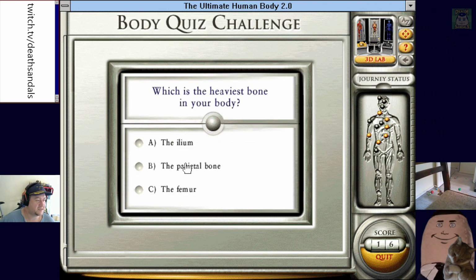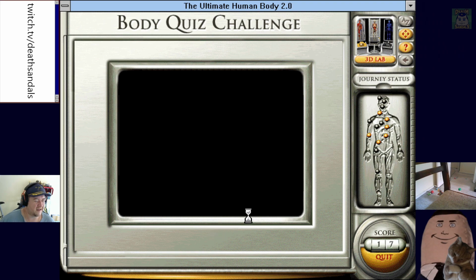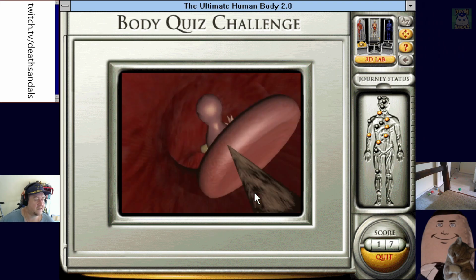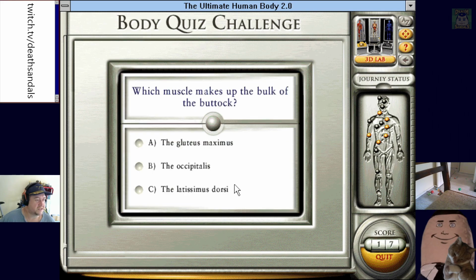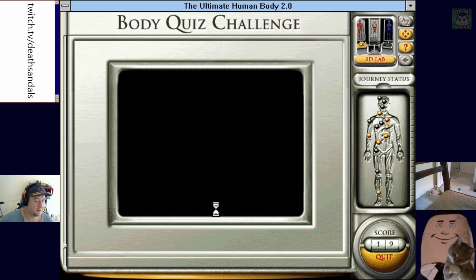Which is the heaviest bone in your body? Now, we established what the ileum was before, didn't we? Alright, probably. Yeah, femur's a pretty big bone, isn't it? Well, we certainly have a lot to learn in this. How many more questions do we have? Which muscle makes up the bulk of the buttock? That'd be the gluteus maximus. Good.